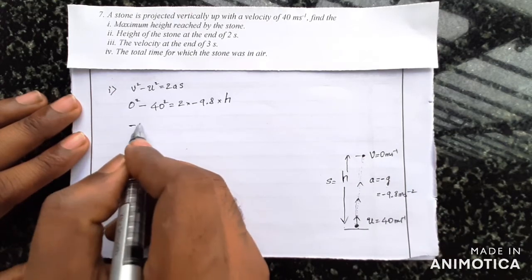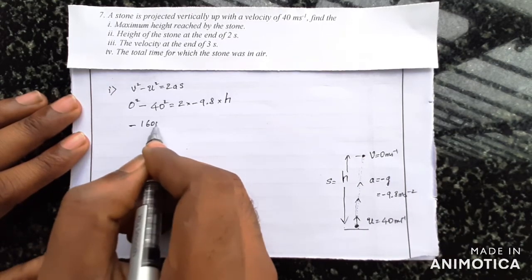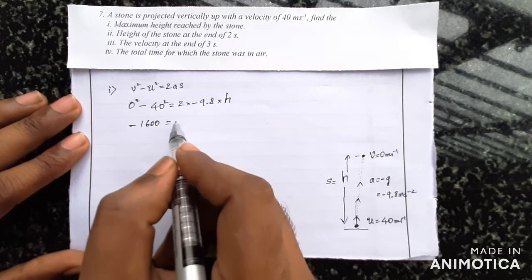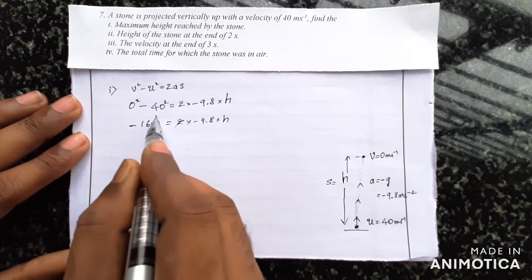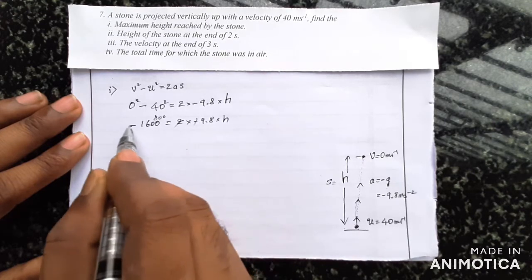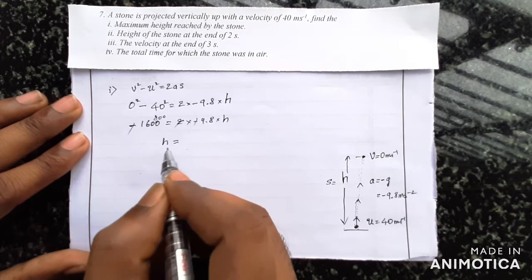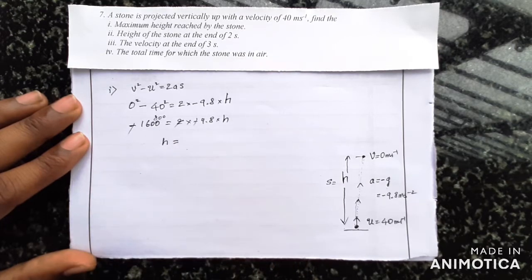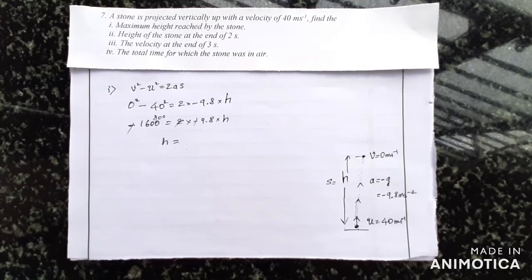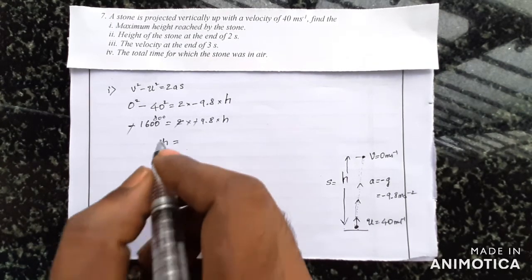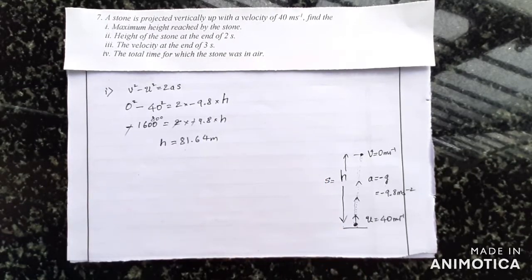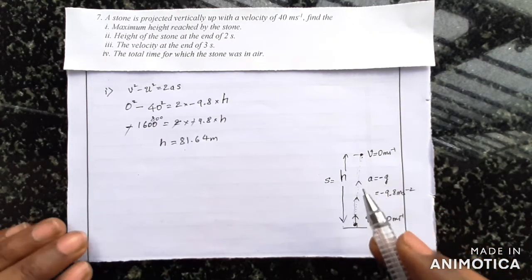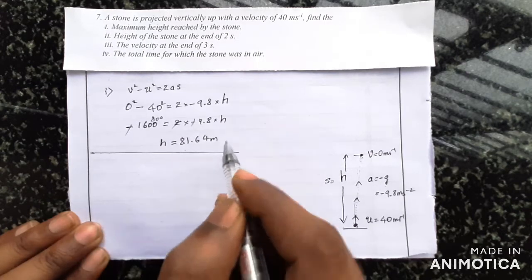So now what is 40 squared? 40 squared is 1600 is equal to 2 into minus 9.8 into h. So 2 ones are 2, 800s are 800 by 9.8, negative sign cancels. So h is equal to 800 by 9.8, which will be equal to 81.64 meter. So this is the maximum height travelled by the stone from here to here. First part of the problem is solved.